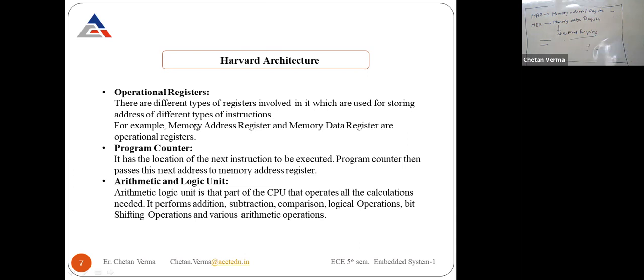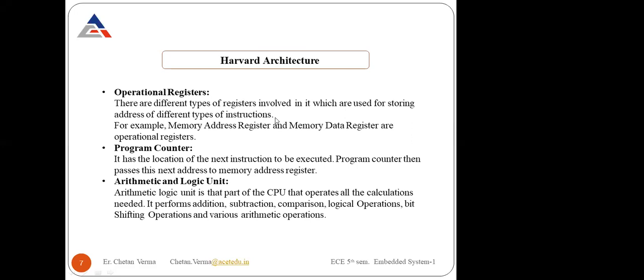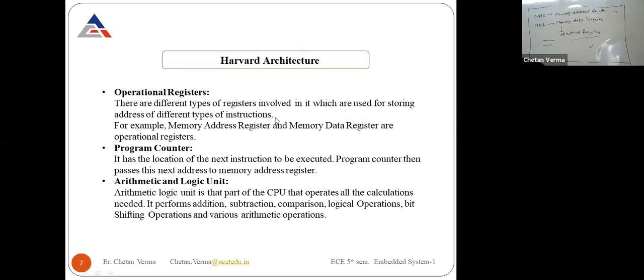Next है आपका arithmetic and logical unit. Arithmetic and logic unit. Now next we are starting with your arithmetic and logical unit. The arithmetic and logical unit is that part of the CPU that performs all the calculations needed. It performs addition, comparison, subtraction, shifting operations.